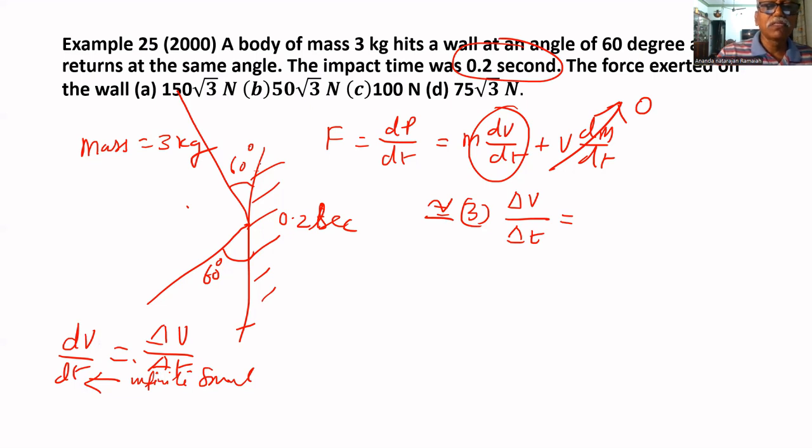Here, we have to resolve this into two components. The velocity hits the wall at 60 degree and returns at the same angle. That's why we have to put... one minute.